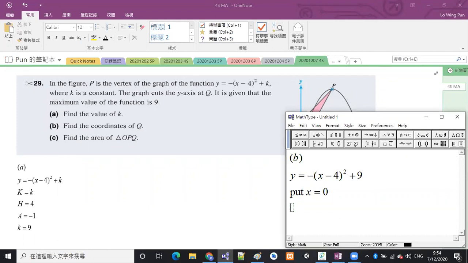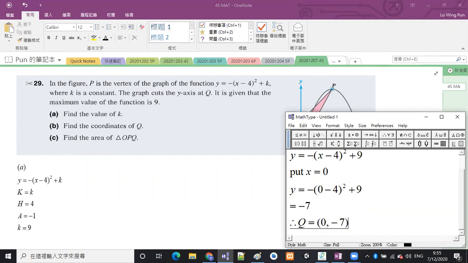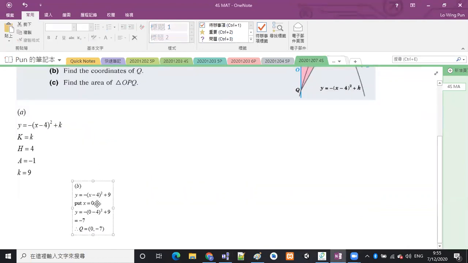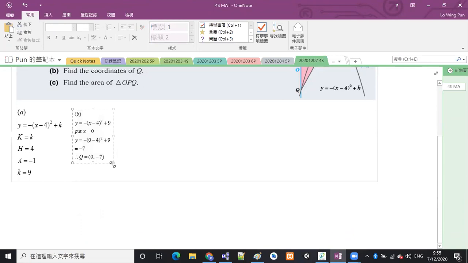So when we put x to be 0, y is calculated by negative 0 minus 4 bracket squared plus 9. And then it will be equal to -7, okay, -7. Therefore, the coordinates of Q will be just 0 and -7. Like this. And that is the answer of part B. Get it?